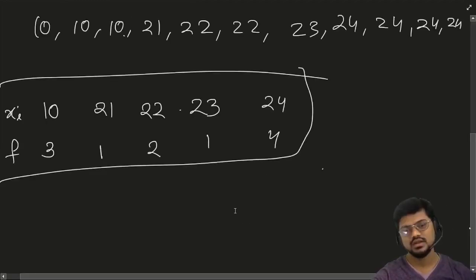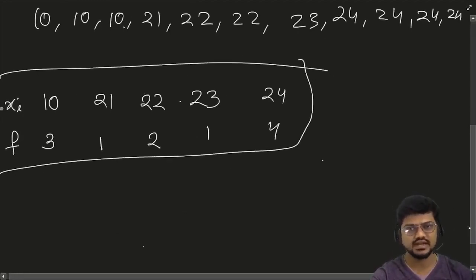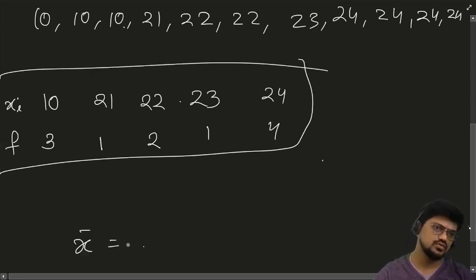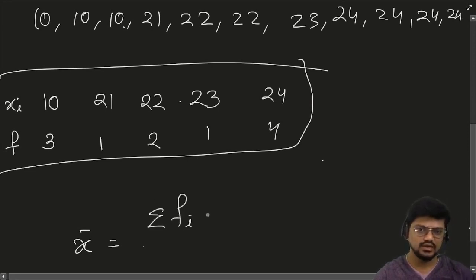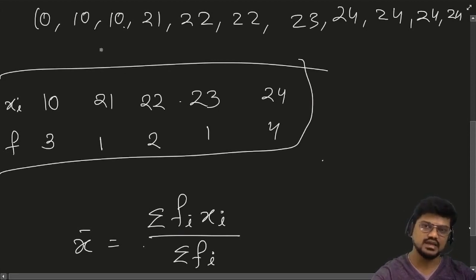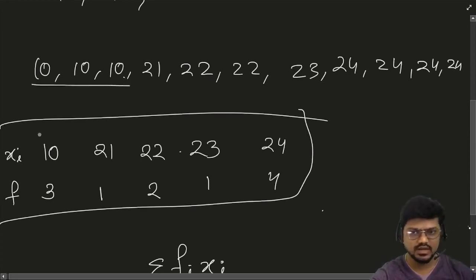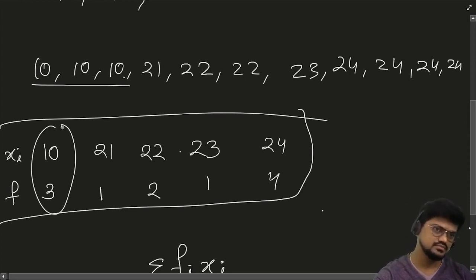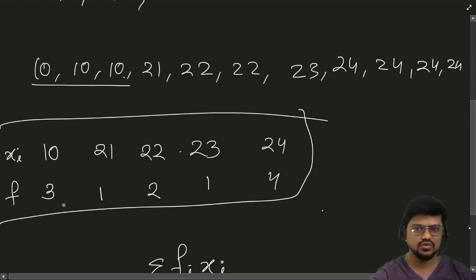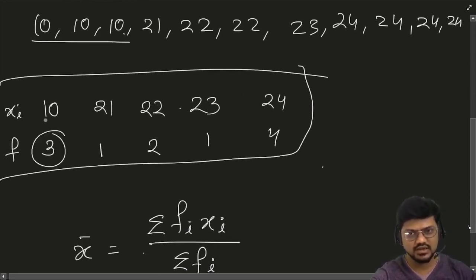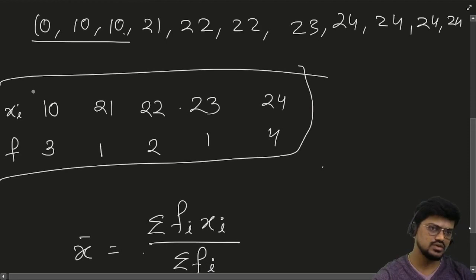Now the next thing is, if you want to find the mean of such data with frequency, what you have to do is summation of fi into xi upon summation of fi. See, if you want to find the mean of all this, you will add this 3: 10 plus 10 plus 10, that gives you 30. But if you multiply this 3 by 10, then also it gives you 30. Are you getting it? That's why we do fi into xi, this frequency into this reading, which gives you the same thing.